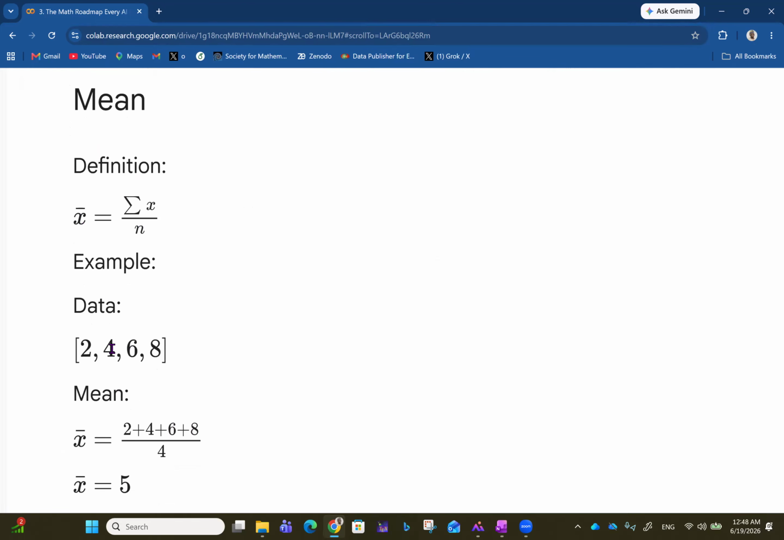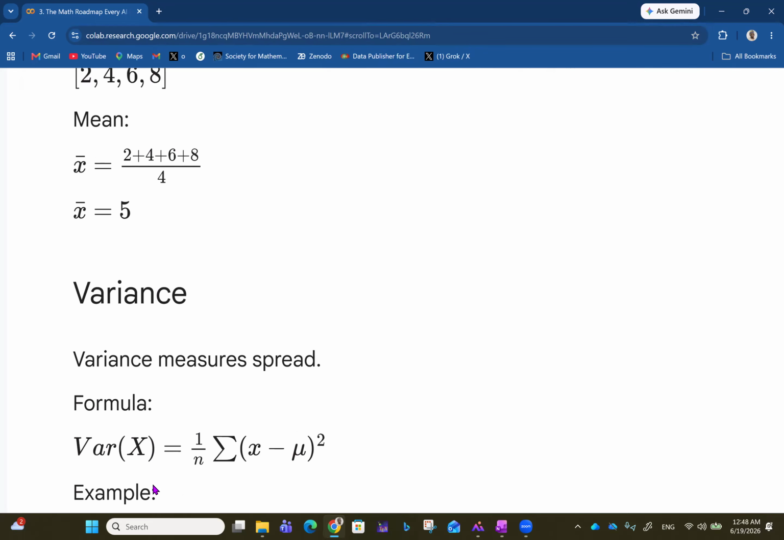An example is you have 2, 4, 6, 8. So the mean is x bar, which is the sum of the observed data divided by their number. The sum is 2 plus 4 plus 6 plus 8. The number is 1, 2, 3, 4. And that means that the mean of this data set is actually 5. That's the mean. Then we have variance.